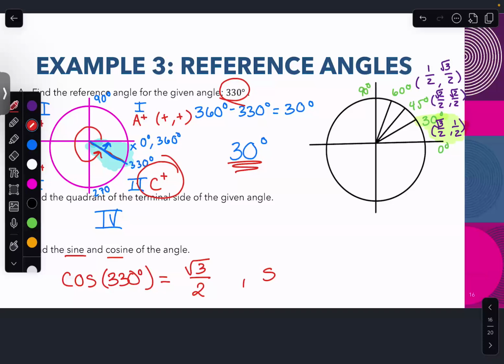And then for sine of 330 degrees, it is going to be 1/2. But since only cosine is positive in quadrant 4, this will be negative 1/2.